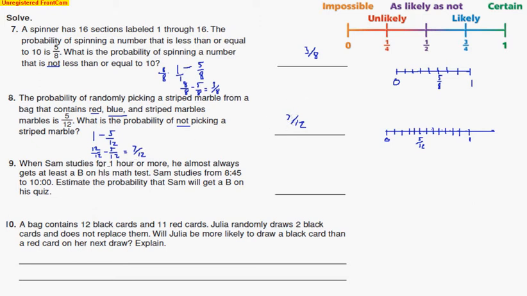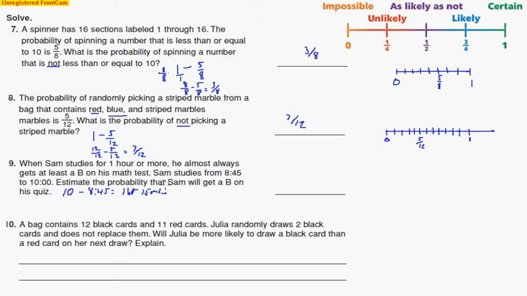Well, when Sam studies for 1 hour or more, he almost always gets at least a B on his math test. Sam studies from 8:45 to 10. So from 10 o'clock to 8:45, the time in between would be an hour and 15 minutes. So we'll just say 1 hour and then 15 minutes is the amount of time he ends up spending studying. And so he spends more than this 1 hour, so he'd be in this range here of earning at least a B on this test.